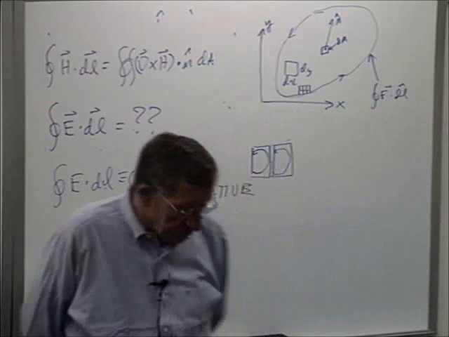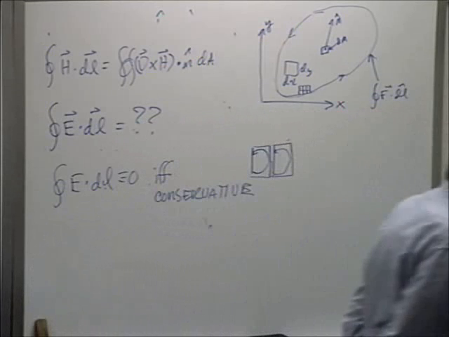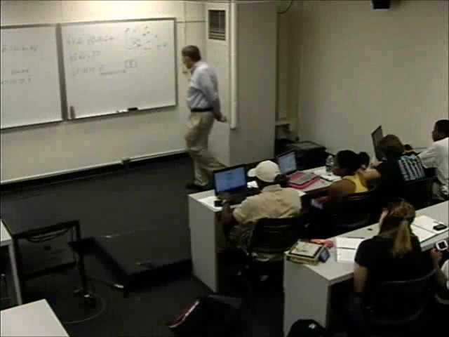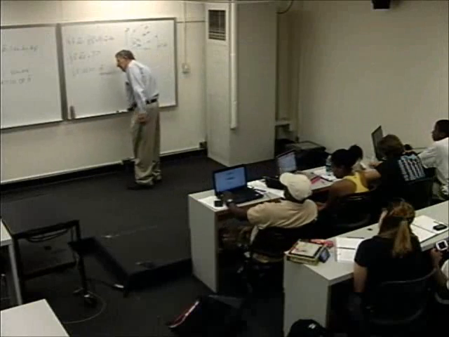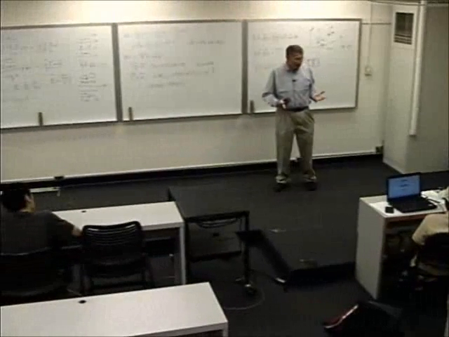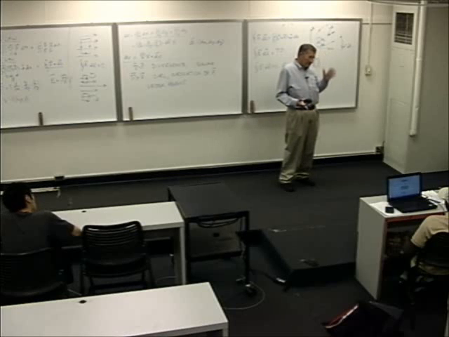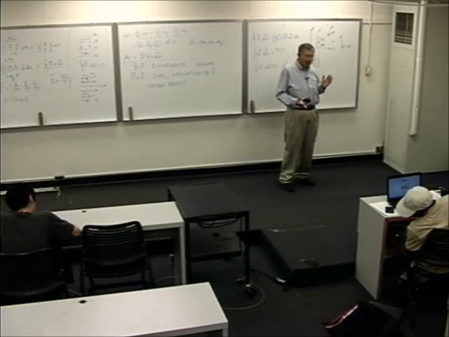So the H field's not conservative, okay? Because it's not conservative if you have a current source. Okay, now we move into Ampere's law. So you've had Biot-Savart's law, right? Okay. So it was applied to a line of current.